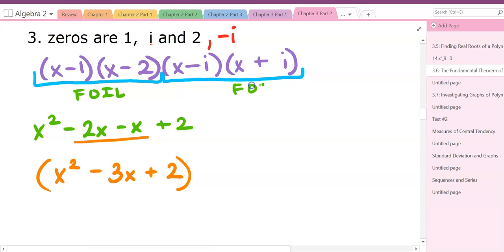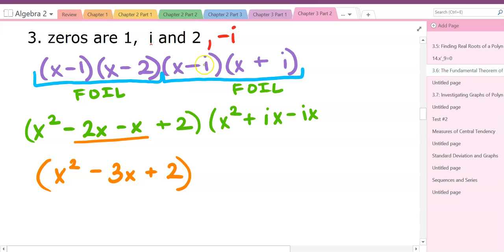I'm going to FOIL this once more. This time I'm looking at just the imaginary parts. Okay, so the x minus i, the x plus i. First is still going to be an x squared. Outside is going to be x times your positive i. So that's just ix. And then inside is going to be negative i times x. So again, notice how they have opposite signs. They're going to cancel, which is what I want to have happen.